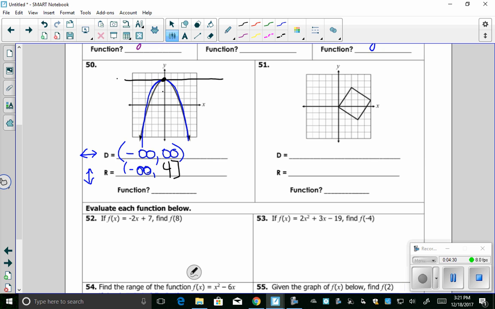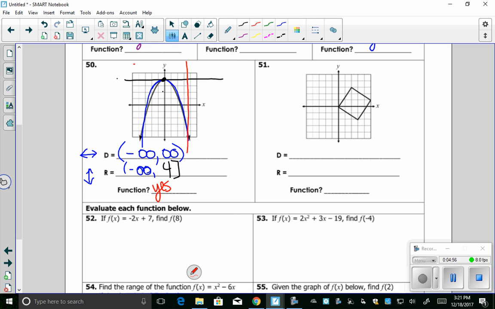Is this a function? You are going to use the vertical line test to determine whether it's a function. I'm going to draw a vertical line. No matter where I move this line to, it's only going to cross the graph once. If it only crosses the graph once, then it passes the vertical line test. Therefore, yes, it is a function.